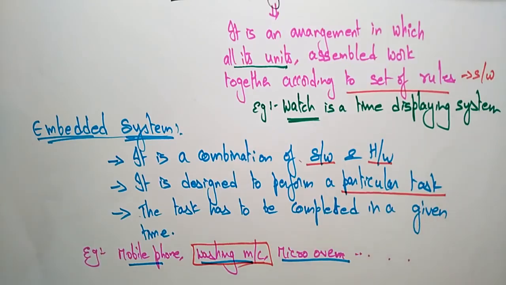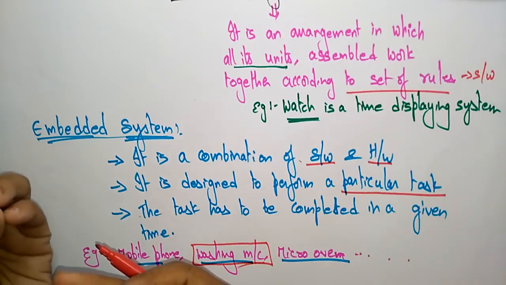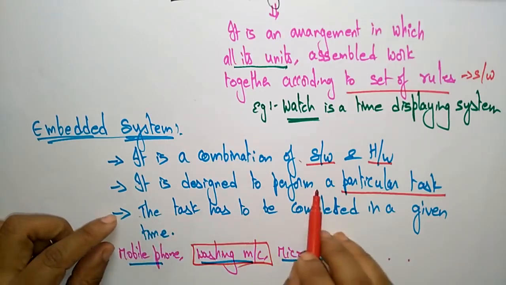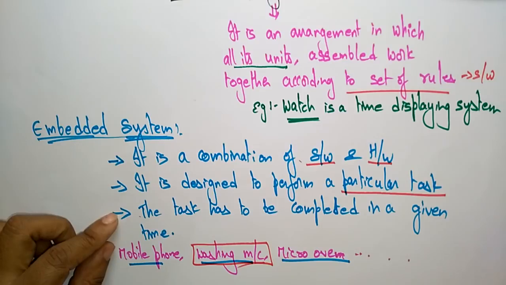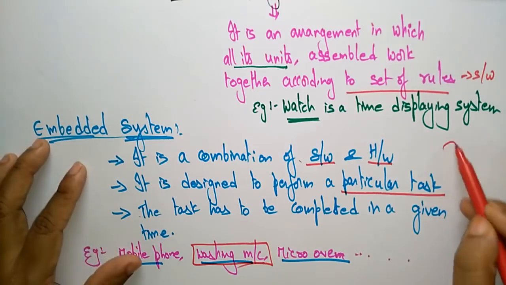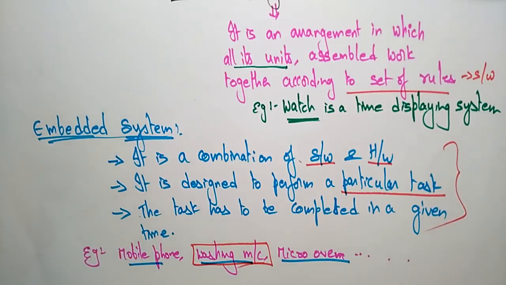If you take the example of the microwave oven, it also works the same way. It consists of a set of hardware components installed with software, and it is designed to perform only a particular task, that is cooking, and the task has to be completed in a given time. So that you call an embedded system. So don't be confused. Whenever they ask about an embedded system, you have to tell that an embedded system is a combination of software and hardware, and it is designed to perform only a particular task.